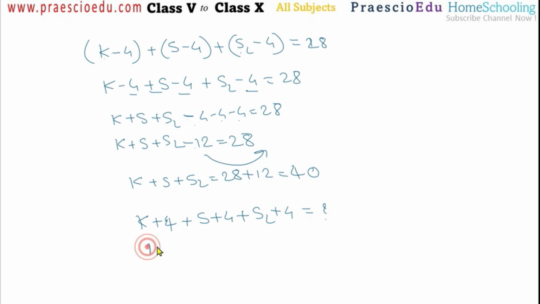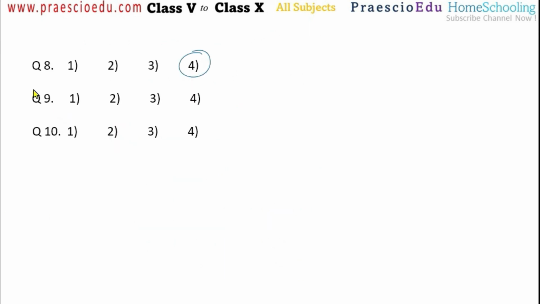So now K means Kavita, S for Savita, and SL for Salma. These terms we will keep on one side, plus 4 plus 4 plus 4 means that is 12, is equal to how much? So now we know the K plus S plus SL value, this is 40. So 40 plus 12 means 52, and this 52 is given in option number 4.